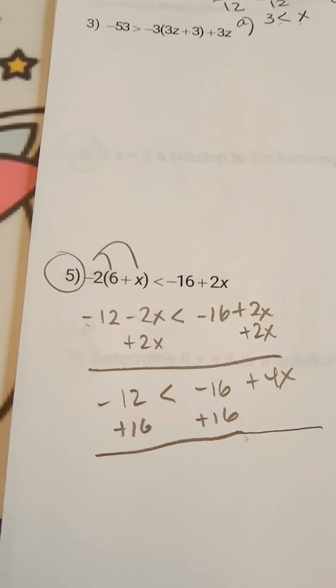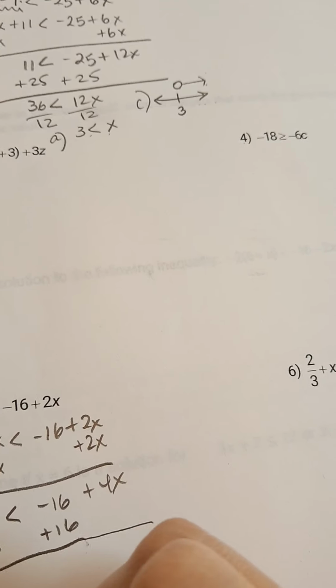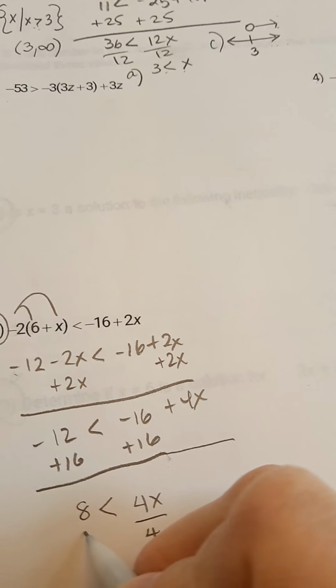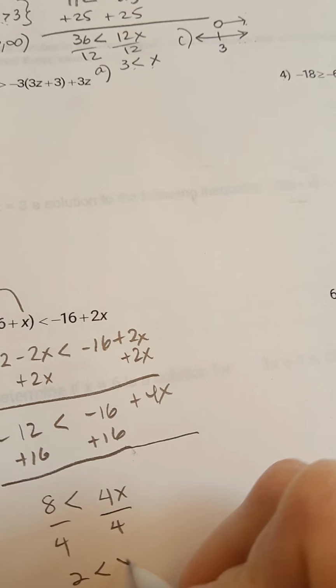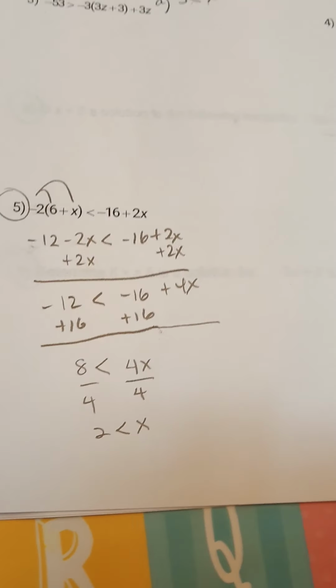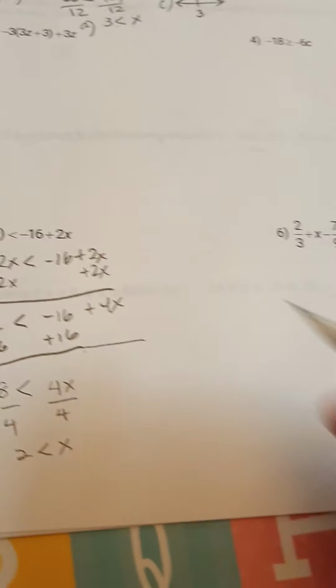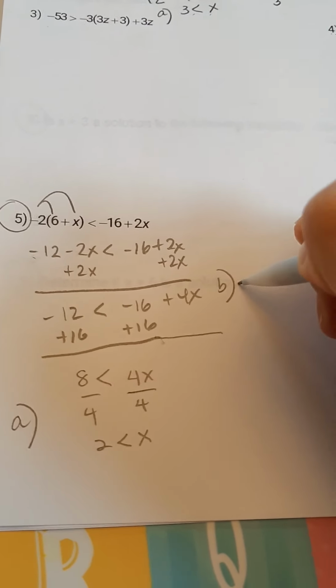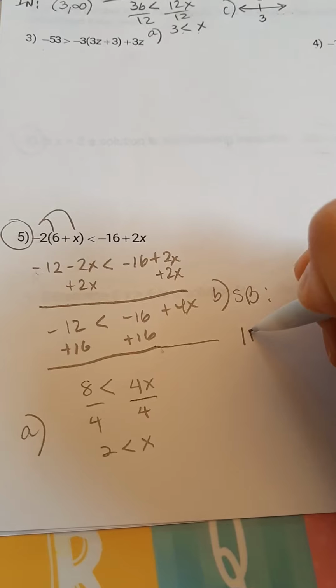So the negative 12 plus the 16 gives 8. 8 is less than 4x. Divide both sides by 4. So 2 is less than x. Okay, this was part A. Part B is writing the answers in set builder notation and interval notation.